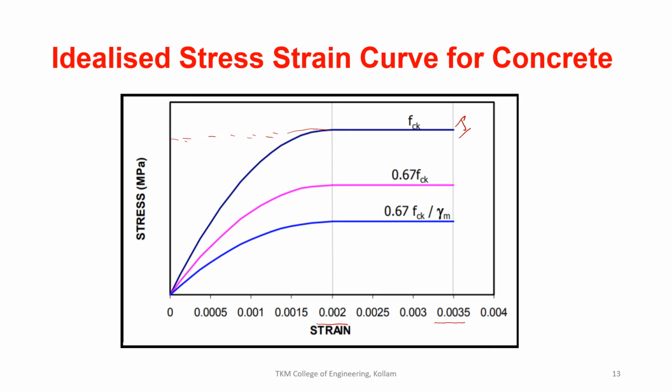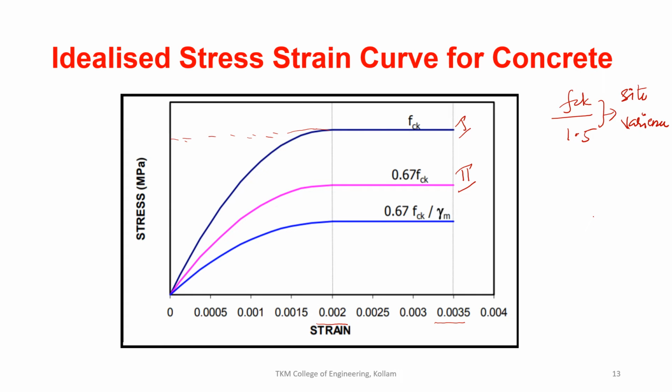That is, we will consider the second curve, having a value FCK divided by 1.5. This is being considered to account for the variation between the laboratory and the site. We will have a factor of 1.5, such that we get a curve which has 0.67 FCK.